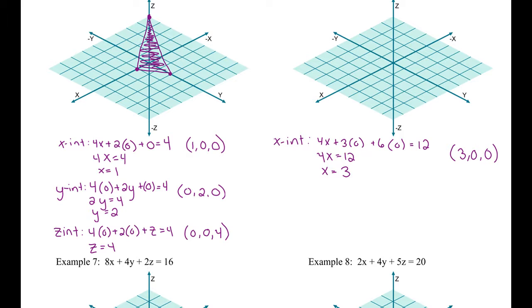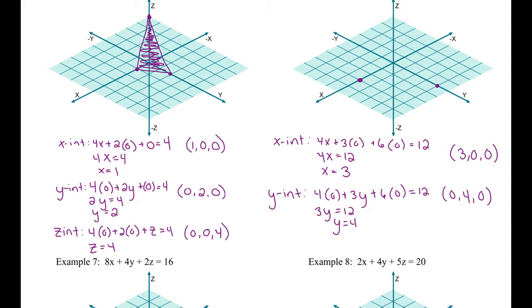And I'm going to plot that on my XYZ plane. Then I'm going to look at finding the y-intercept. So now I'm going to plug in 0 for x and for z. So I get 3y equals 12, or y equals 4 once we divide. So I get the ordered triple 0, 4, 0. So I'm going to go to 4 in a positive y direction.